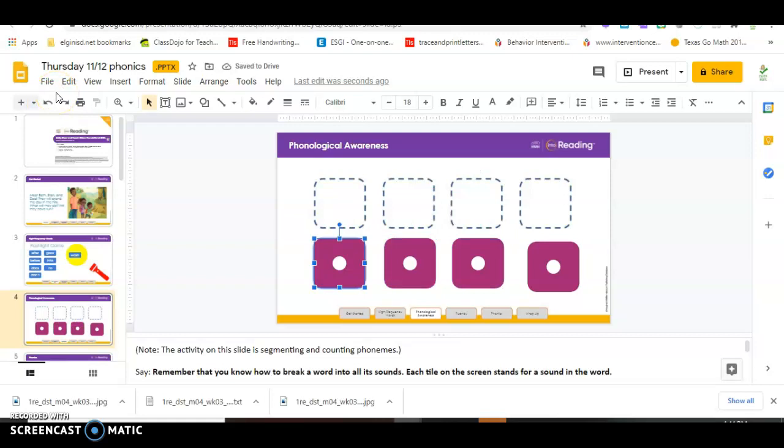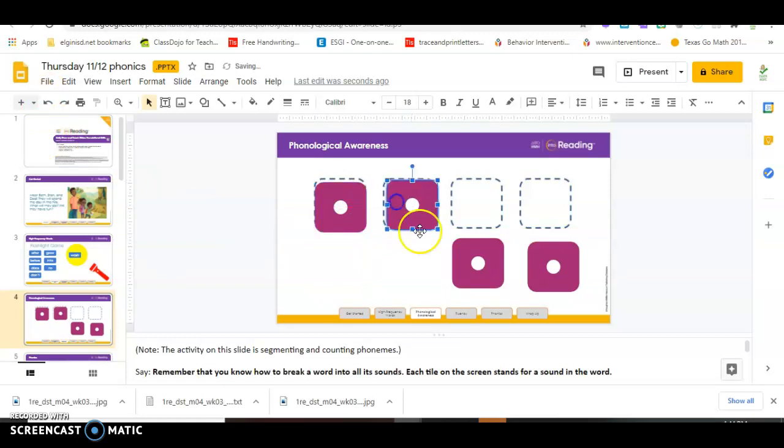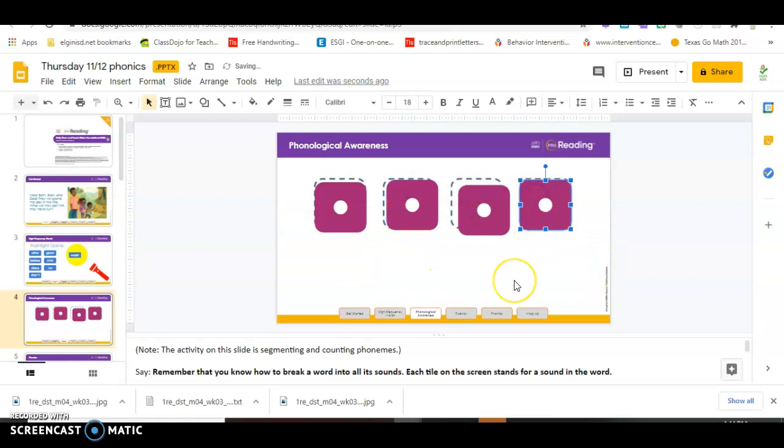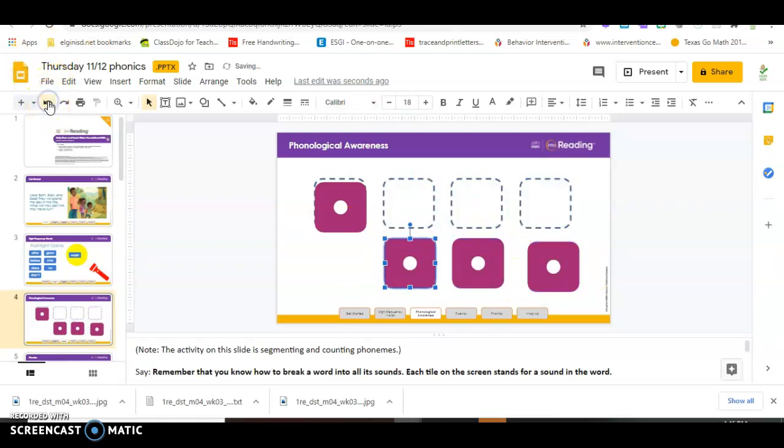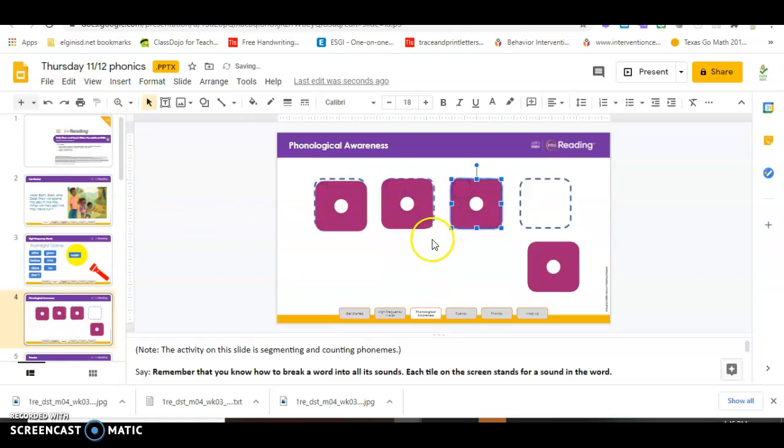What about this word? Stone. S, t, o, n. How many sounds does stone have? 4. Okay, what about cell? S, e, l. How many sounds? 3. Very good.